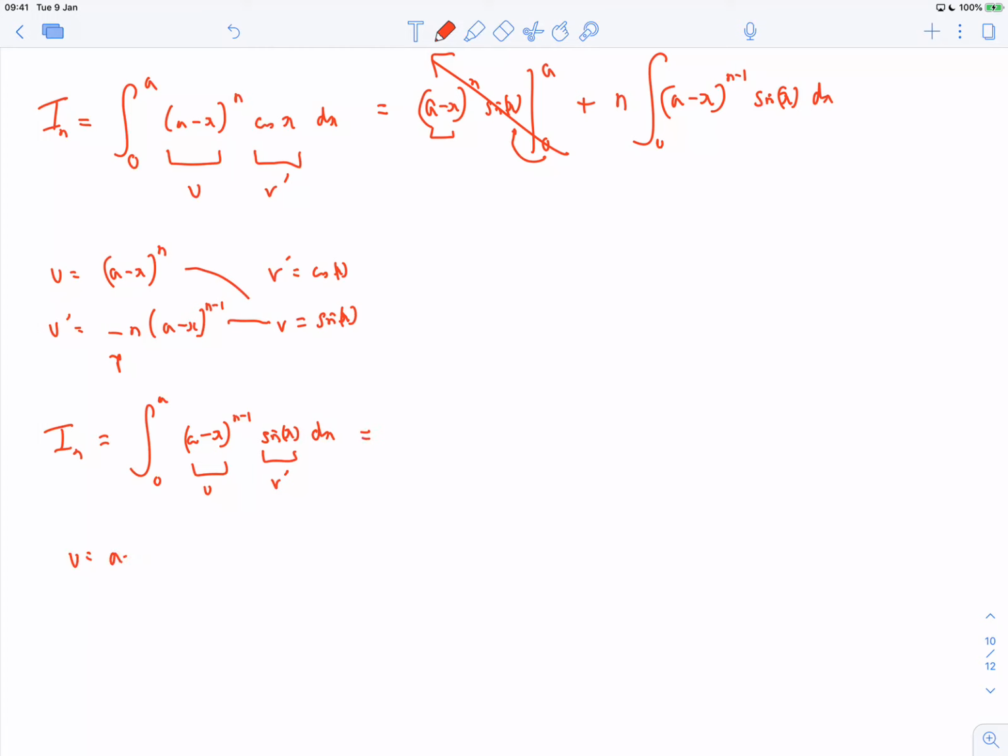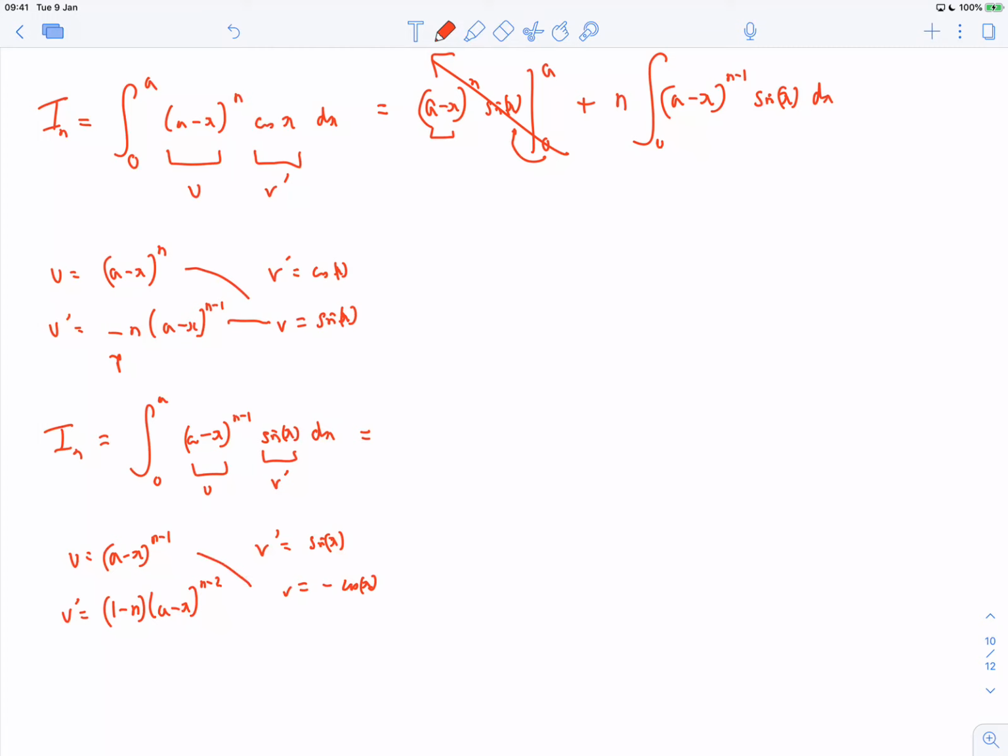So if u is a minus x to the n minus 1, then u dashed is going to be 1 minus n, because it's essentially n minus 1 times a minus, and this will be a minus x to the power of n minus 2. V dashed is sine of x, and sine of x comes from when you differentiate minus cosine of x, I believe.